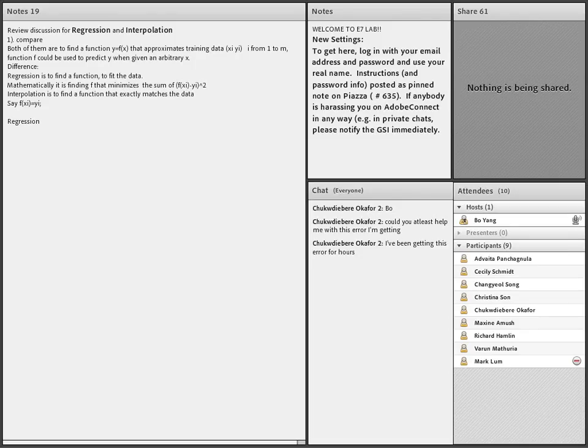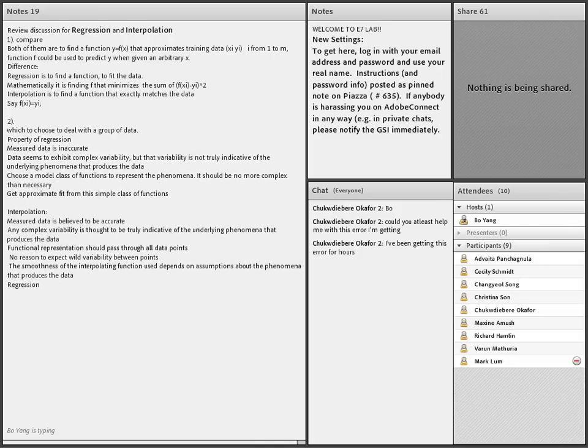Sometimes given a group of data, we may think about which way to use. So we must know the property of these two methods, so that we can choose the correct method to approximate a group of data.